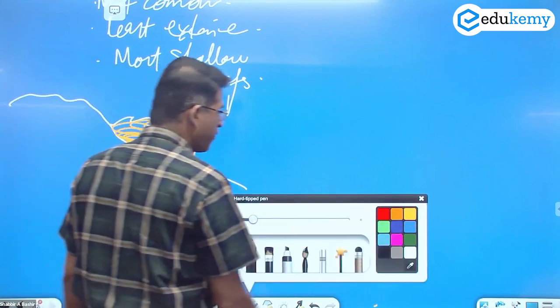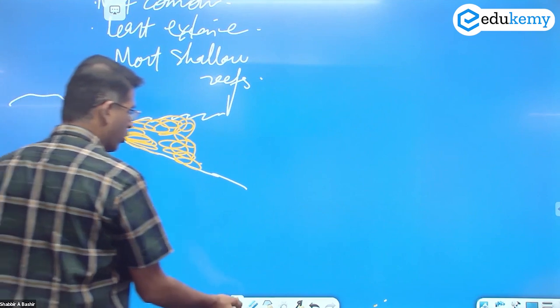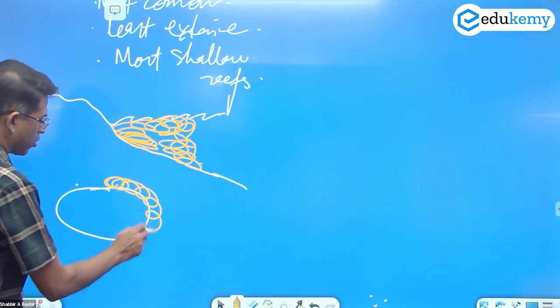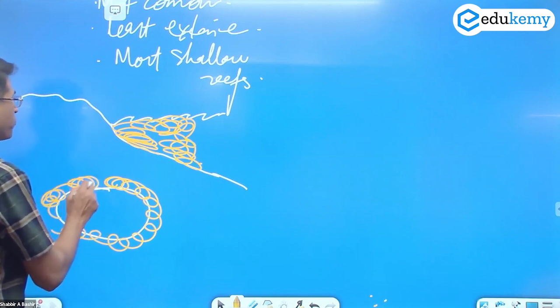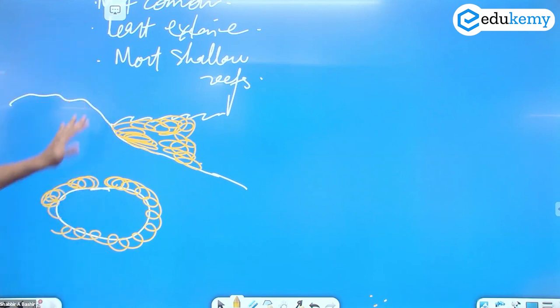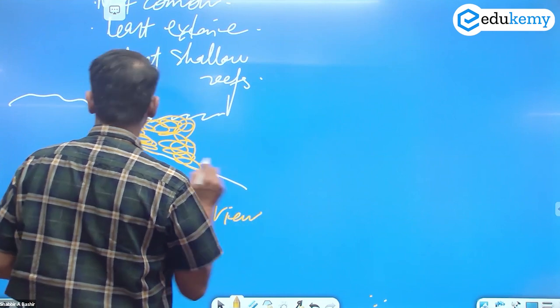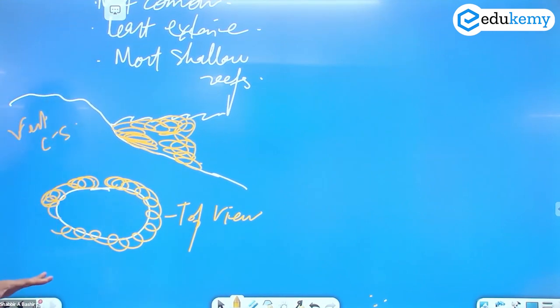This, if you see from the top, अगर top view देखोगे, ये island है. The corals are along the margins. This is the vertical cross section. This is the top view. This is the vertical cross section. ठीक है?